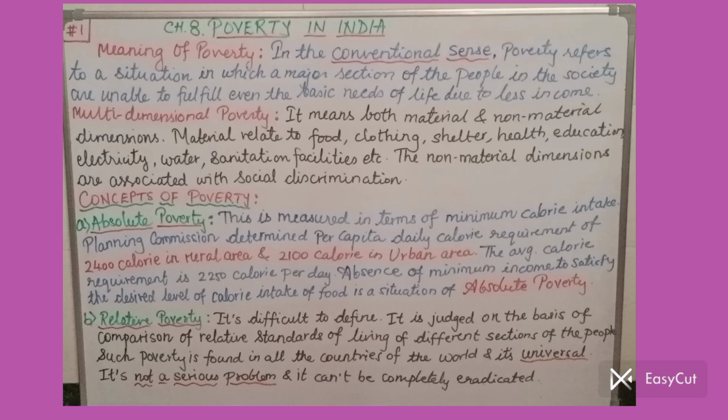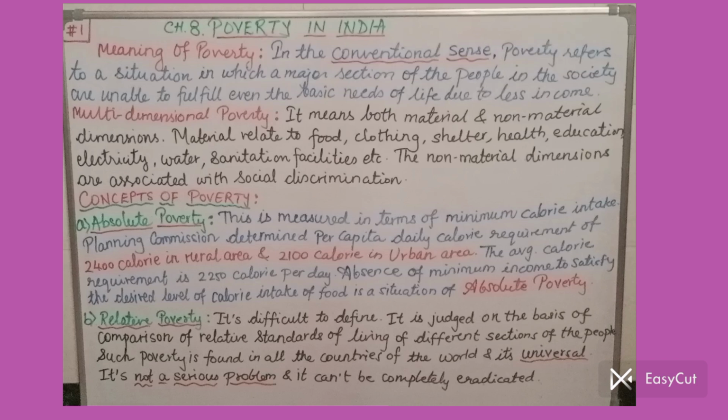Whereas nowadays, as per the modern definition, we consider poverty a multidimensional phenomenon. That means we consider the concept of poverty in two ways, both material and non-material. Material dimension means the basic minimum facilities required for survival: food, clothing, shelter, health, education, water facilities, electricity, and sanitation facilities. These are called material requirements. If a person is unable to satisfy these, then this is material dimensional poverty.